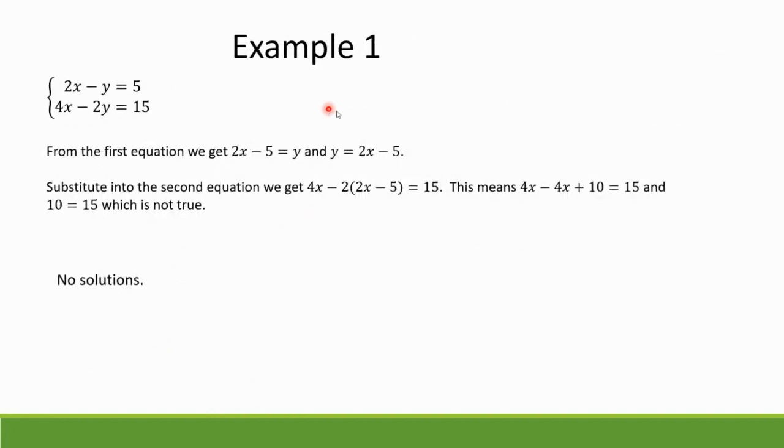Okay. But we did one example. Here's another one. Here we have 2x minus y equals 5, and 4x minus 2y equals 15. And so what we want to do is solve this. Just like we did with the other example, from the first equation we can get y in terms of x. I'm doing that because notice the coefficient of y is actually a 1. We're subtracting, but to me, that's why I would put y in terms of x from the first equation.